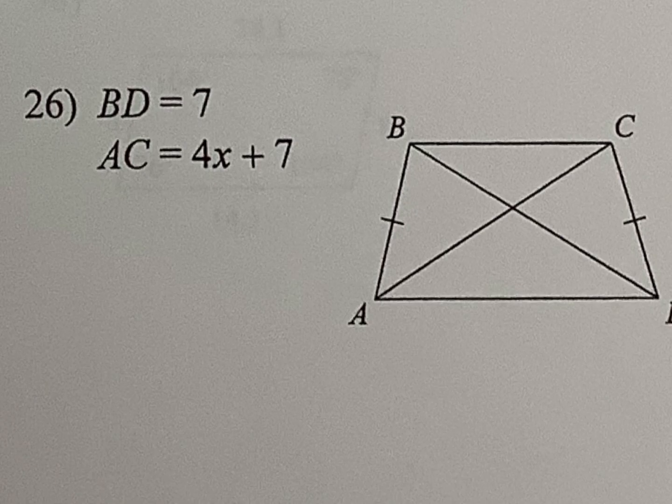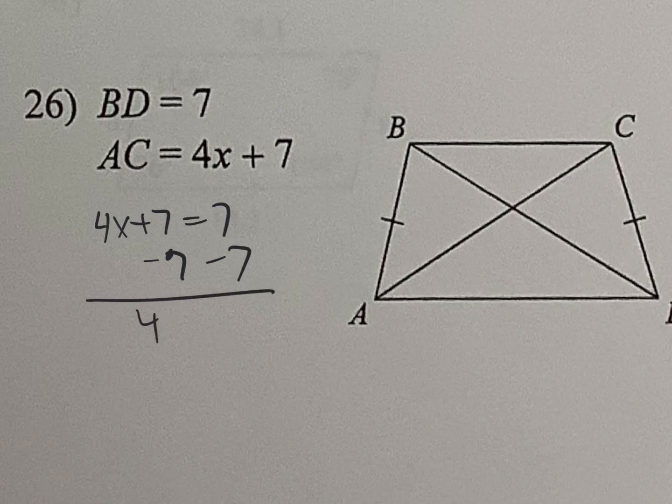You have BD and AC. Those are both diagonals, so they have to be equal to each other. So 4x plus 7 is equal to 7. And then you just solve. And 0 divided by anything is 0.